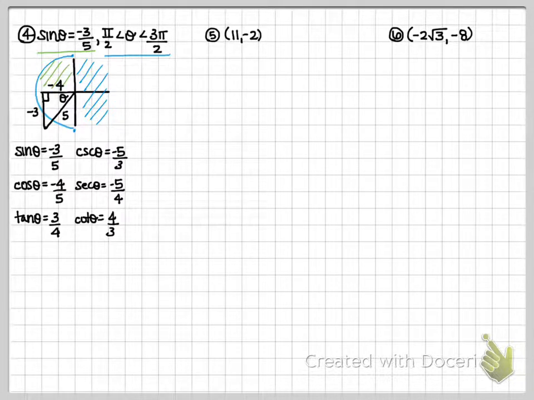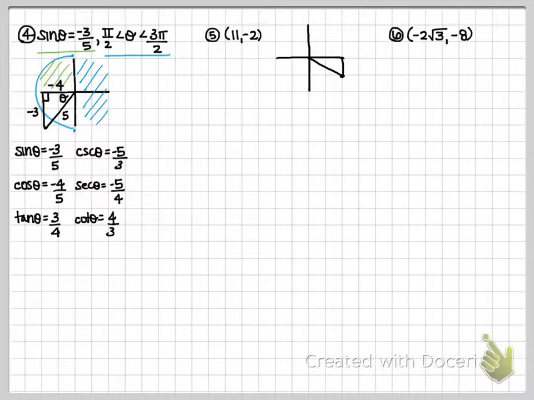So, I'm not going to make it the most accurate picture, I just want a good idea. So if it's (11, -2), I'd go 11 to the right and I'd go negative 2 down. So maybe somewhere in that ballpark. Right there is going to be the terminal side. Okay, so let's just make a triangle out of this.